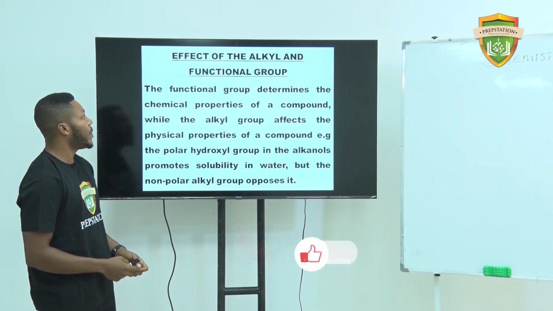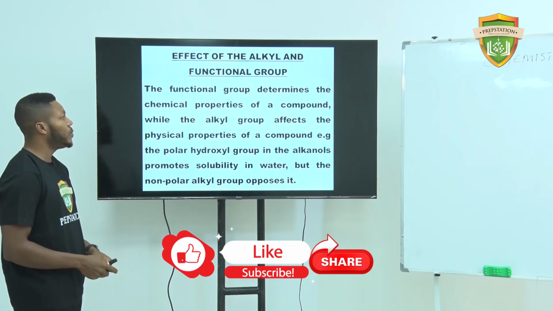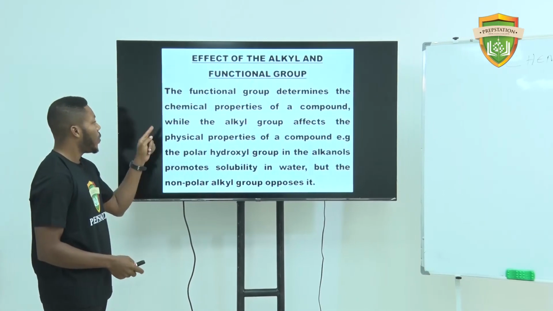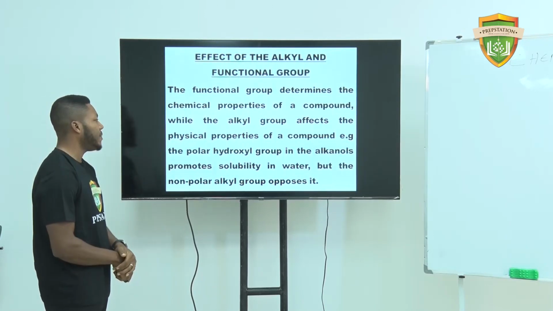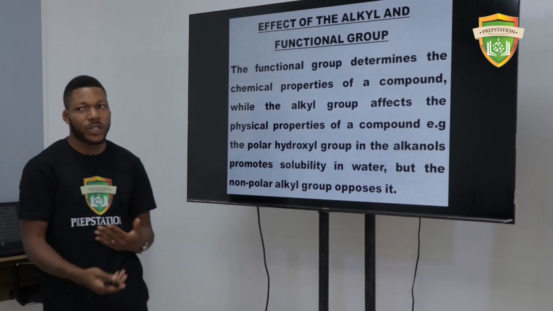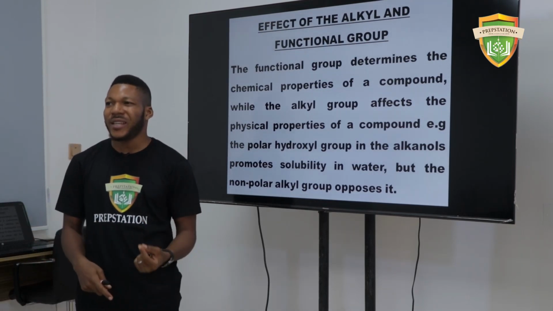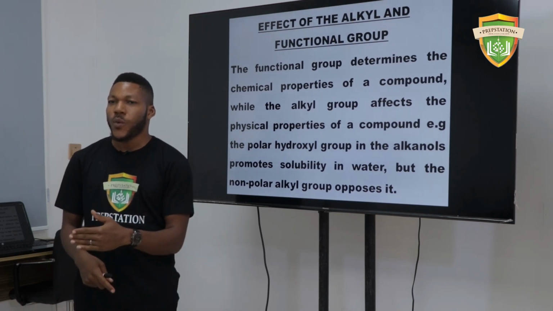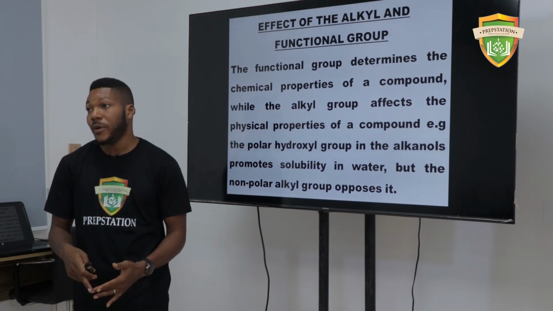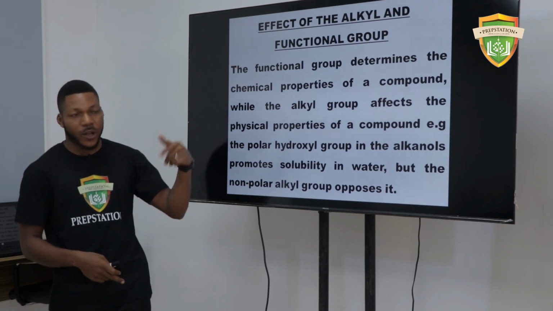The effect of the alkyl and functional group. Now, the functional group determines the chemical properties of a compound, while the alkyl group affects the physical properties of a compound. So that means that all the reactions that take place in an organic compound are caused by what? The presence of the functional group. Whereas the things that you can see, like the color, the melting point, the boiling point, are caused by what? By the alkyl group of the organic compound.